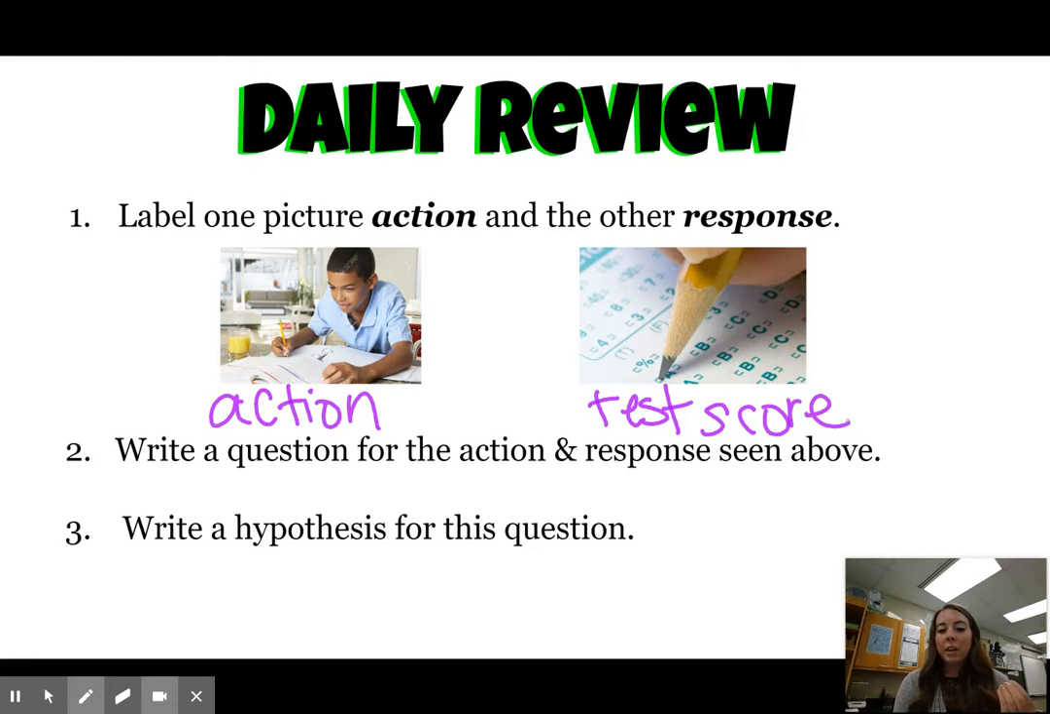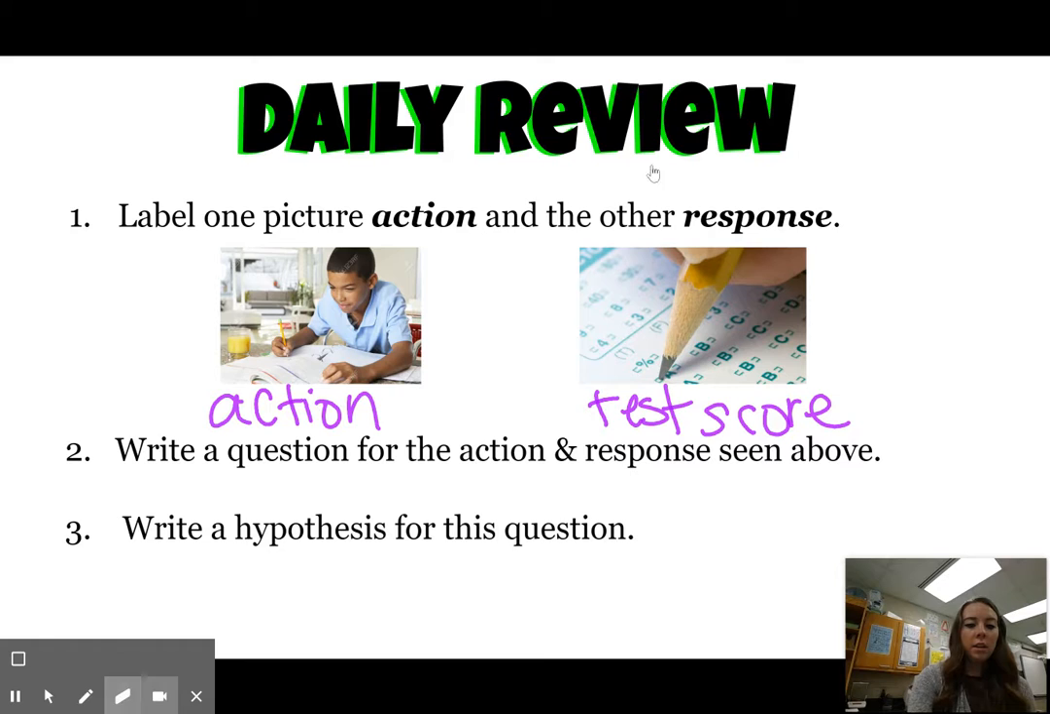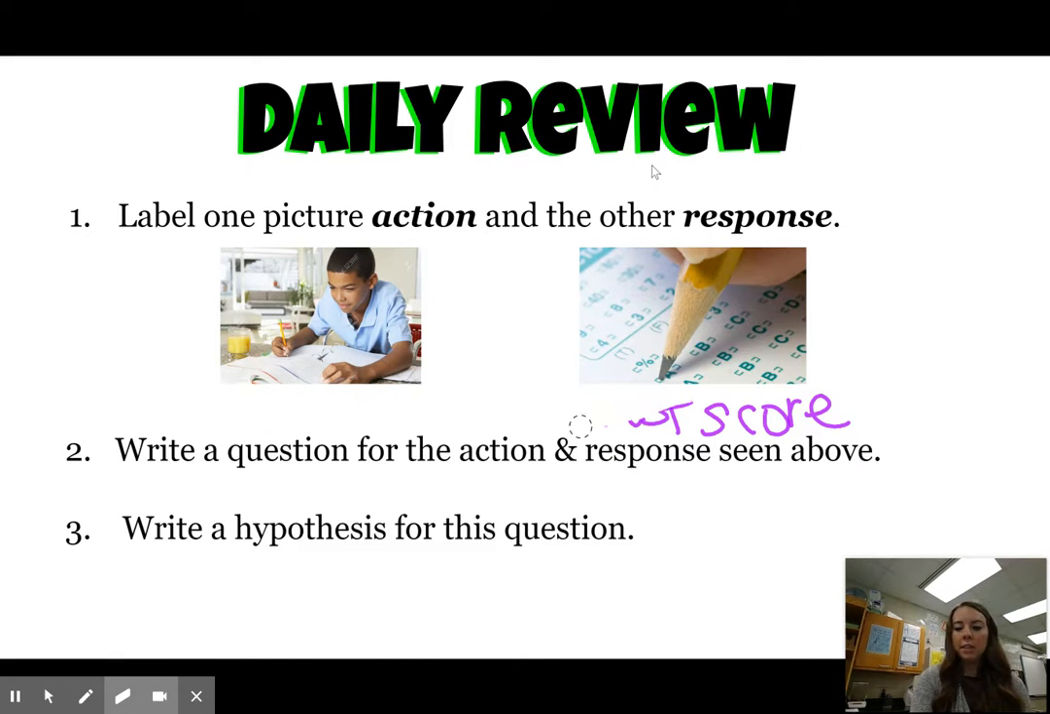So we have our action of studying and our response of the test scores. So our independent variable would be the studying, and our dependent variable is going to be that test score. So our hypothesis could be, if I study more, then I will have a higher test score because I have practiced the material more. So your answer could have been a little bit different, but kind of along those same lines, depending on how you phrased things. So again, let me get rid of these words before I go on to the next slide.